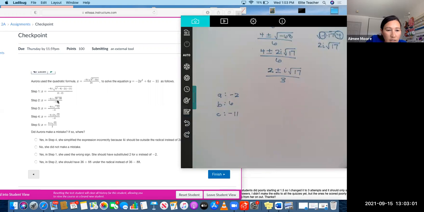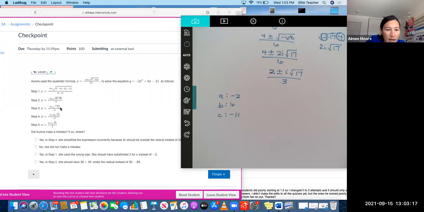6 squared is 36. Negative 4 times negative 2 is positive 8. Positive 8 times negative 11 is negative 88. Divided by negative 4. That looks okay. 36 minus 88, is that negative 52? Yes.